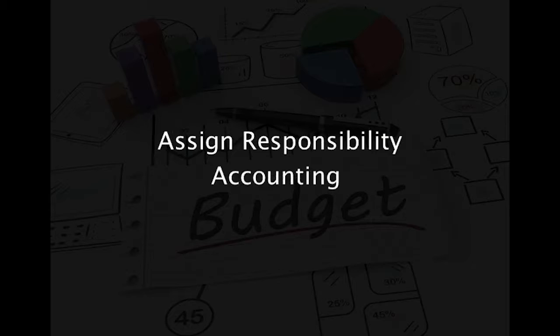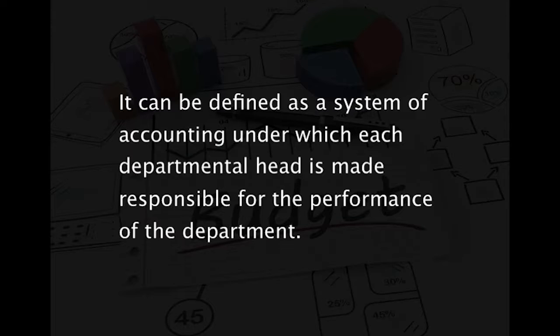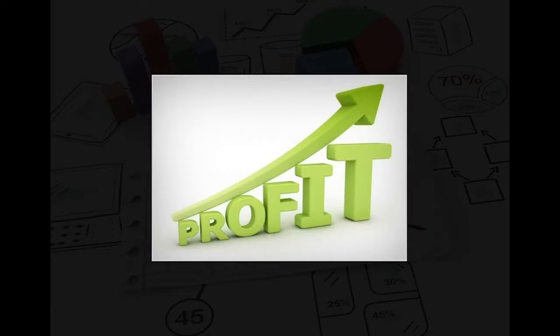Next is assigned responsibility accounting. It can be defined as a system of accounting under which each departmental head is made responsible for the performance of the department. Under this system, each department is made a semi-autonomous profit center, that is a center responsible for the generation of profit.